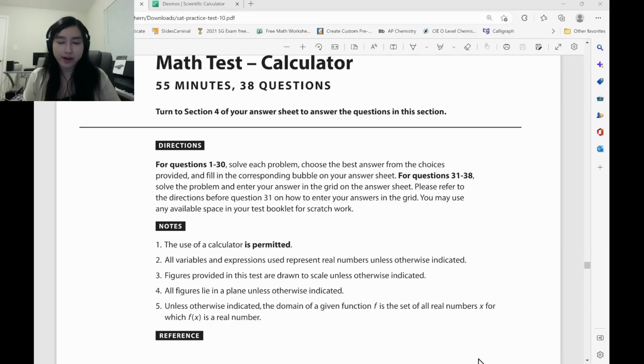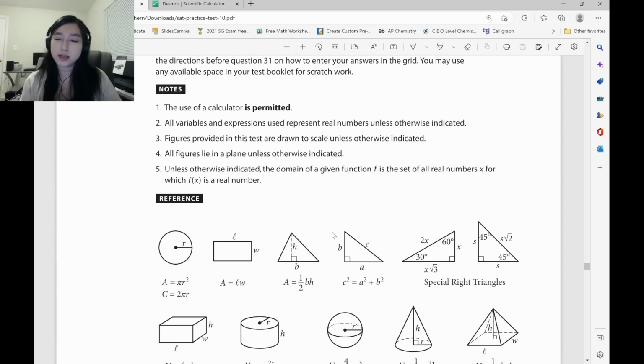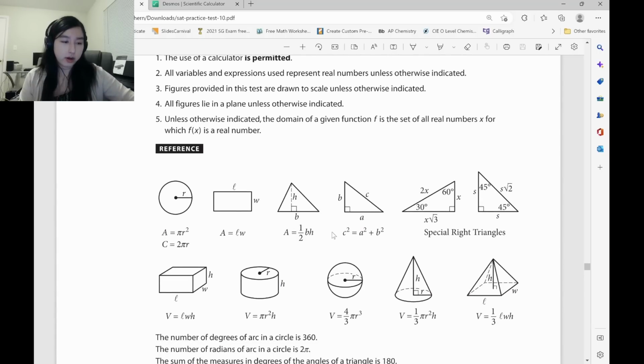Alright, so embarrassingly enough, my calculator is dead. So we have to use an online calculator instead. Alright, so anyway, let's just get started. So we're going to start in 3, 2, 1.